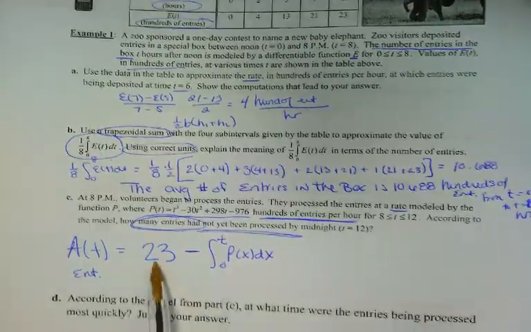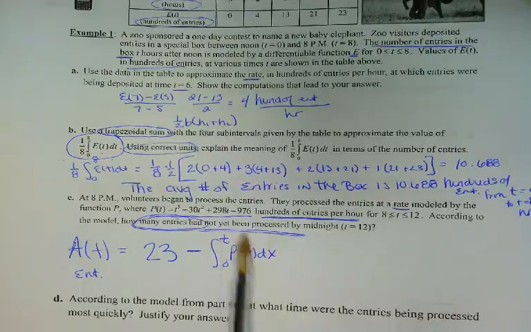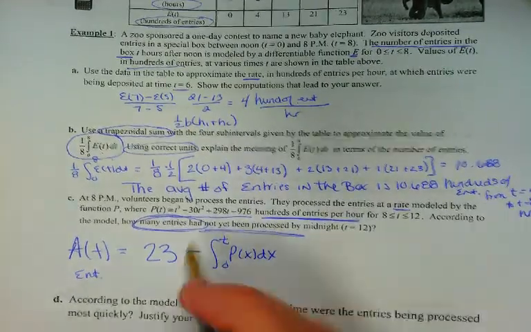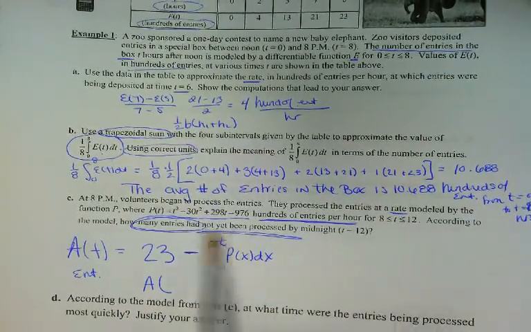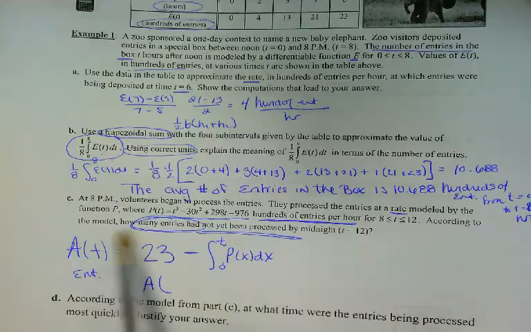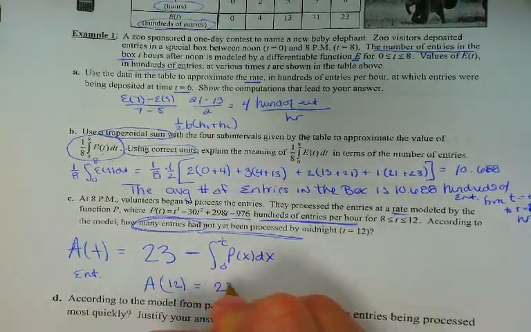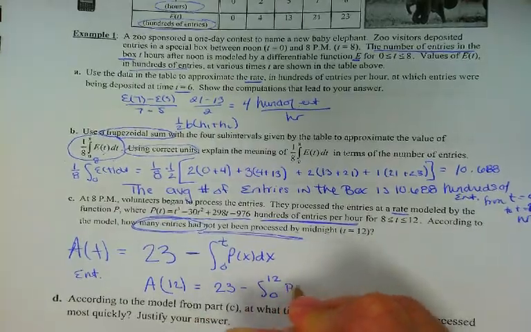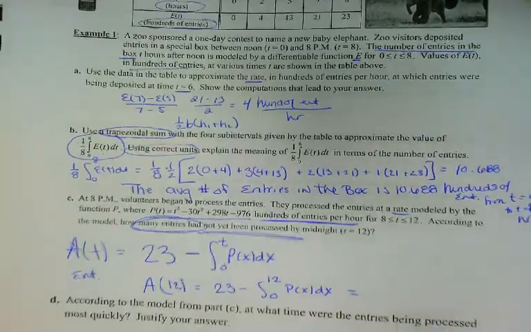So I have 2,300 entries in the box. When I integrate this, this is how many entries I have processed. So what I have left over is how many I have unprocessed. So all I have to find is A of, at what time are we doing this? Hundreds unprocessed, according to how many ended up by midnight? A of 12. So I have 23 minus the integral from 0 to 12 of P of x dx. And again, just throw that in your calculator.